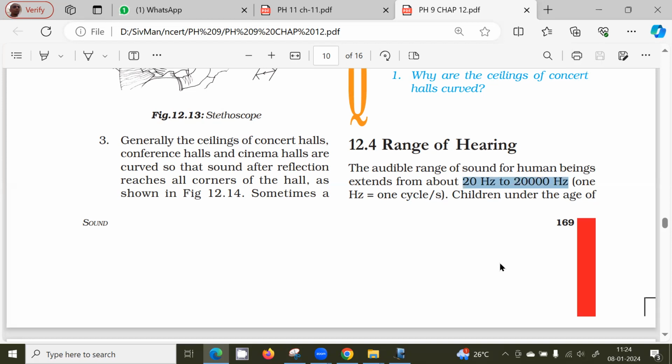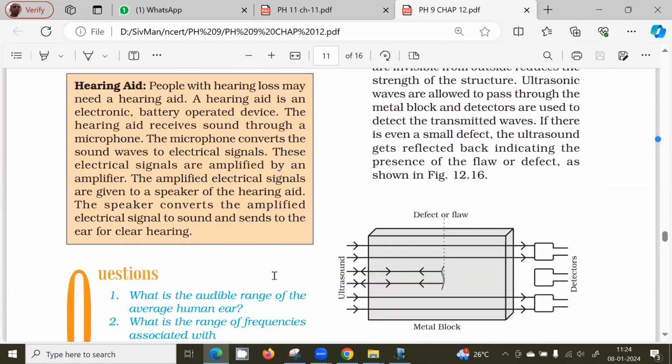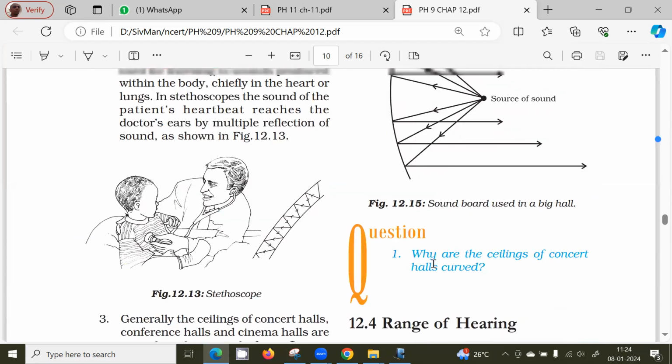Sir, isn't the human ear concept a related portion? Ask clearly. Speak loudly. Sir, isn't the human ear concept a deleted portion? Okay. Fine. So I'll make it short. So this is the only thing I want to say.